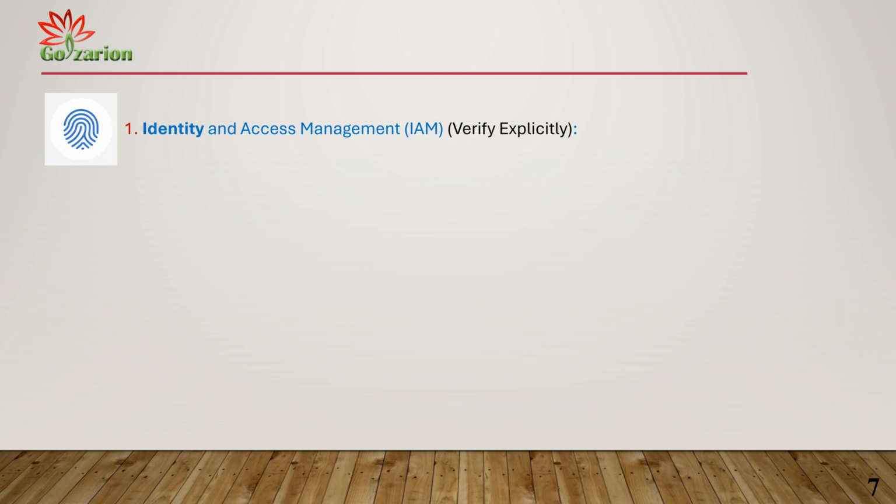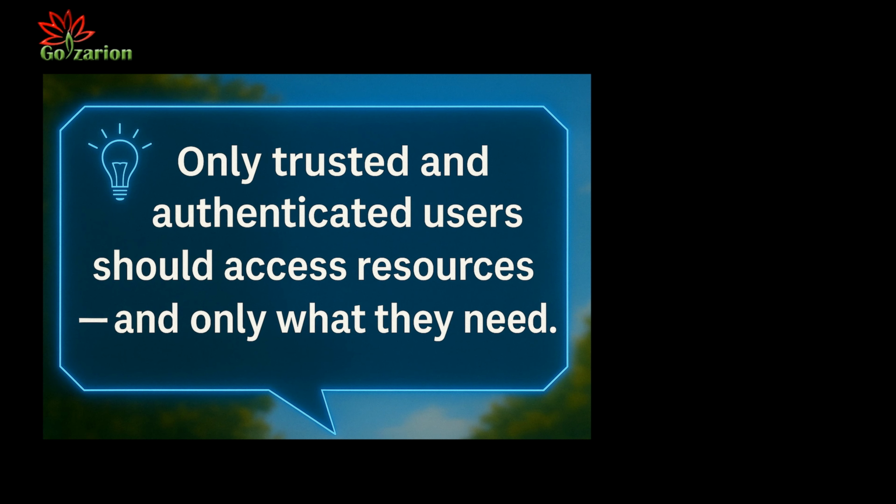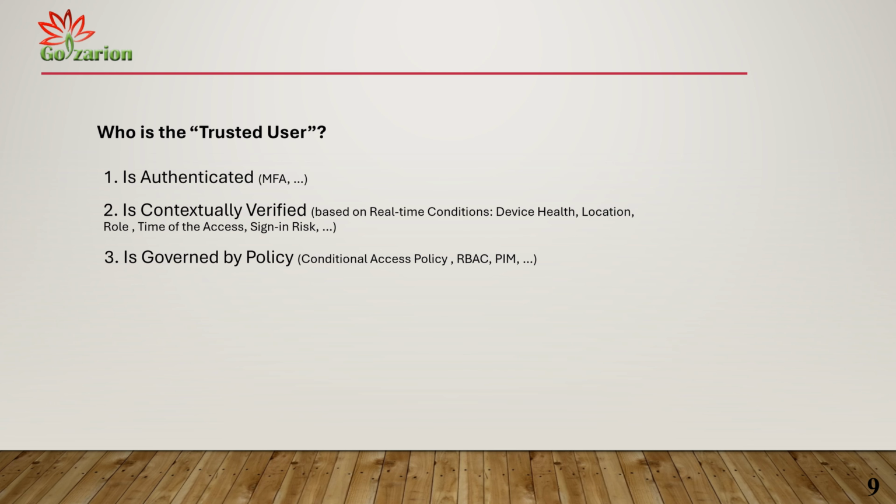The first pillar is identity and access management, which relates to verify explicitly. Only trusted and authenticated users should access resources, and only what they need. Who is the trusted user? A trusted user is a user who authenticated with a strong authentication method, including MFA, is contextually verified based on real-time conditions like device health, location, role, time of access, sign-in risk, etc., and is governed by a policy, where conditional access policy, RBAC, and PIM are in place.